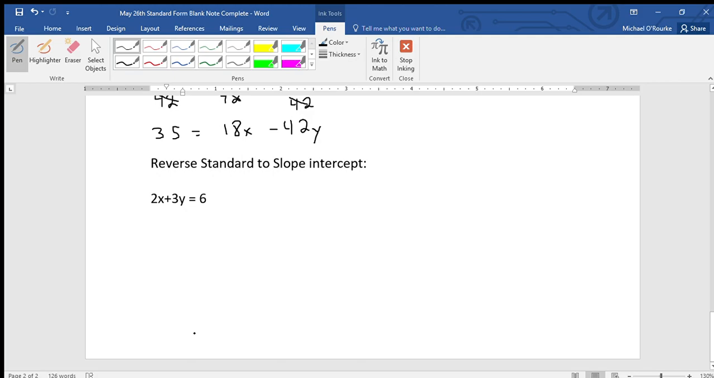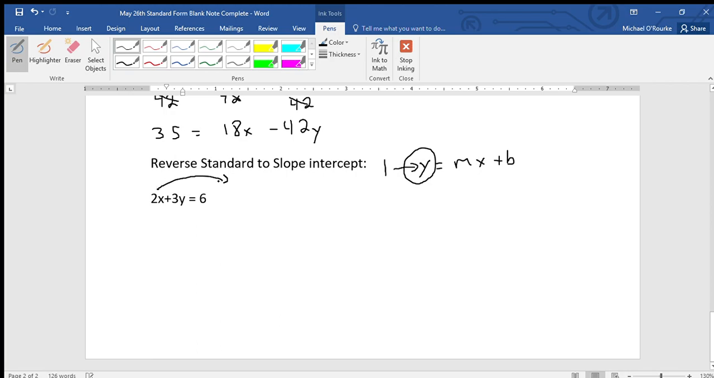Now it could ask you to go the other way. I could ask you to go from standard to slope-intercept form. Okay, so let's remember what slope-intercept form looks like. Slope-intercept looks like this. So the big thing here is I need my y all by itself, and I need the number in front of it to be 1. So let's do that first. Let's get the y all by itself.